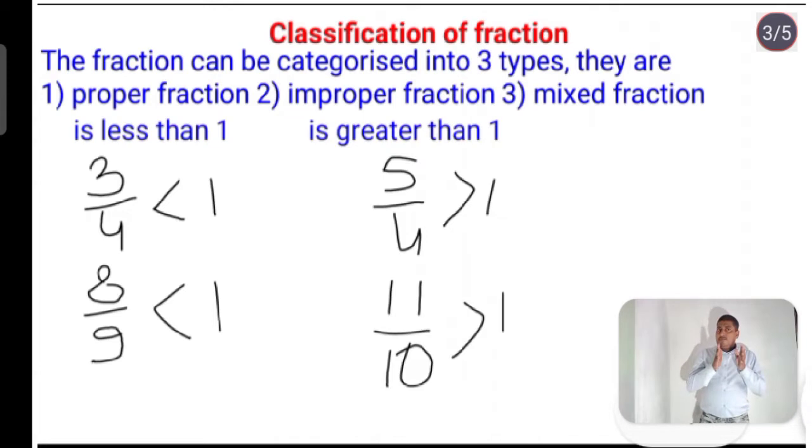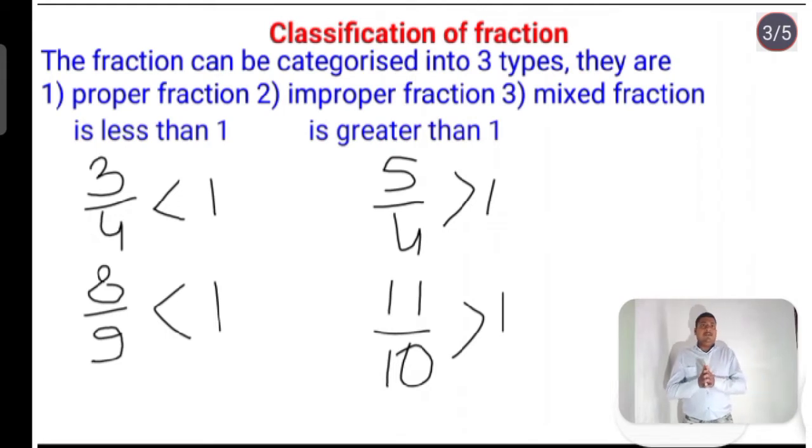Now 5/4. If we divide 5 by 4, then we find the value is greater than 1. That shows the fraction 5/4 is called an improper fraction. 11/10. If we divide 11 by 10, then we find the value is greater than 1. Then we say that 11/10 is an improper fraction.